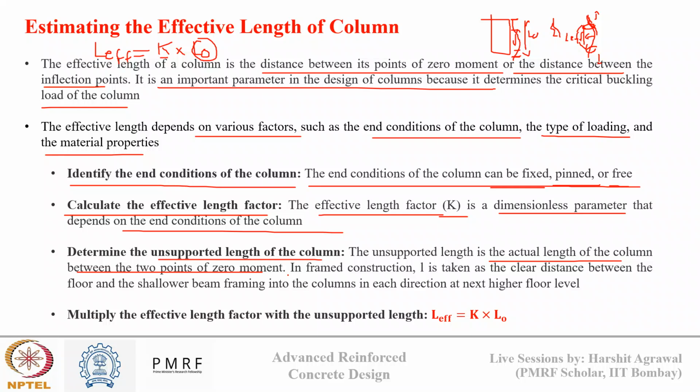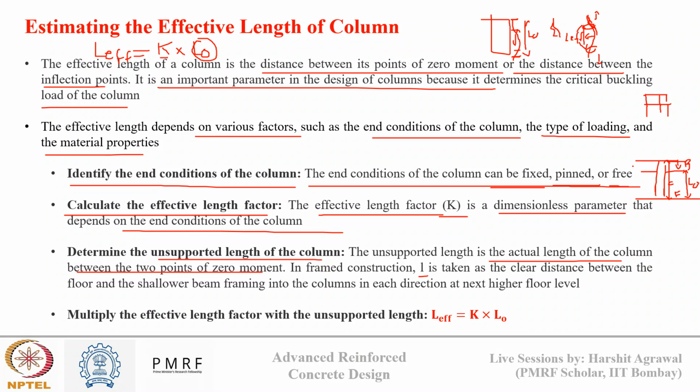In framed construction, suppose I have a framed structure. These are my columns, then there are beams, then again columns, and then beams. In such a framed structure, this unsupported length L is calculated as the clear distance between the floor and the shallower beam. Suppose this is my column and this is the beam present over the top of the column, and this is the floor. So my unsupported length will be this part: the total height of the column minus the depth of the beam will give me my L naught value.